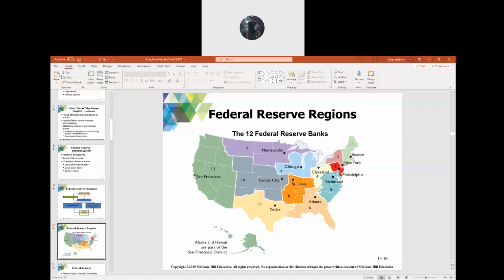So the main bank is shown in the city, and that bank in each of these 12 regions oversees the banks in their region. Okay, so we are under the region of the San Francisco Federal Reserve Bank.